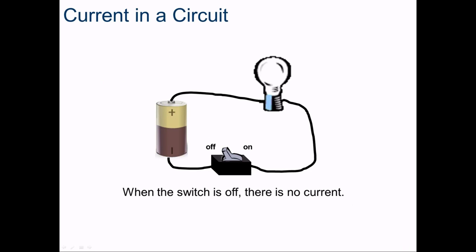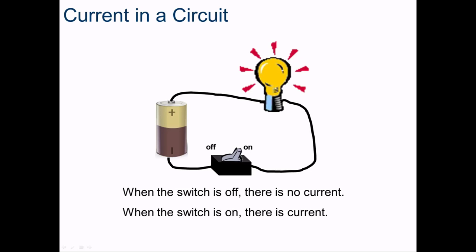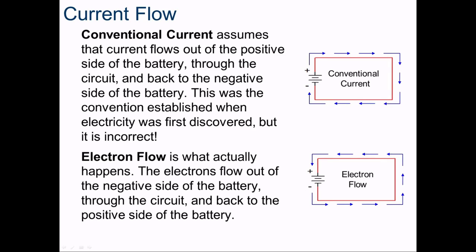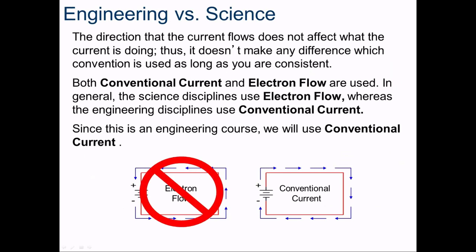Current in a circuit. When the switch is off, there is no current, right? When the switch is on, there is current. Conventional current versus electron flow. There's kind of two trains of thought, science versus engineering. Because this is an engineering class, we are always going to assume that current is flowing from positive, leaving and coming back, returning to negative, not the other way around.